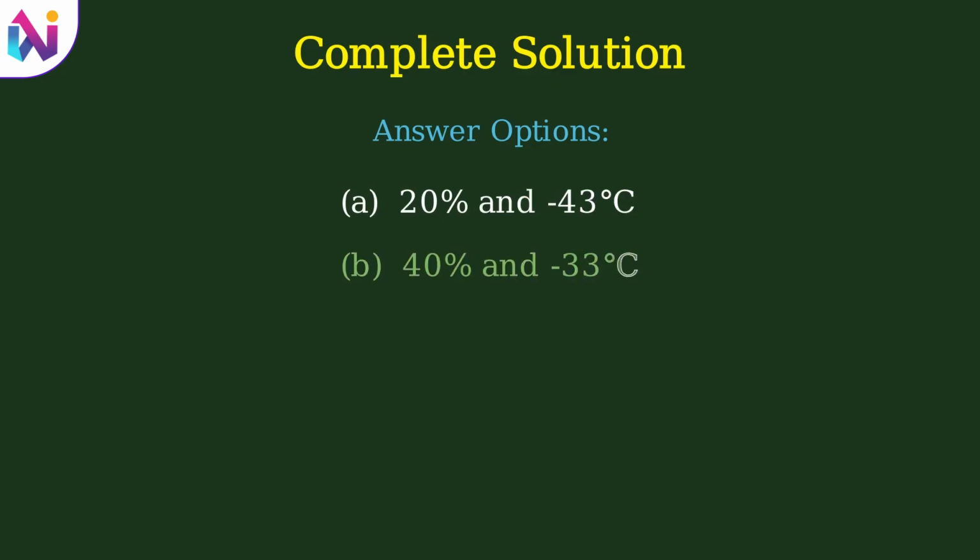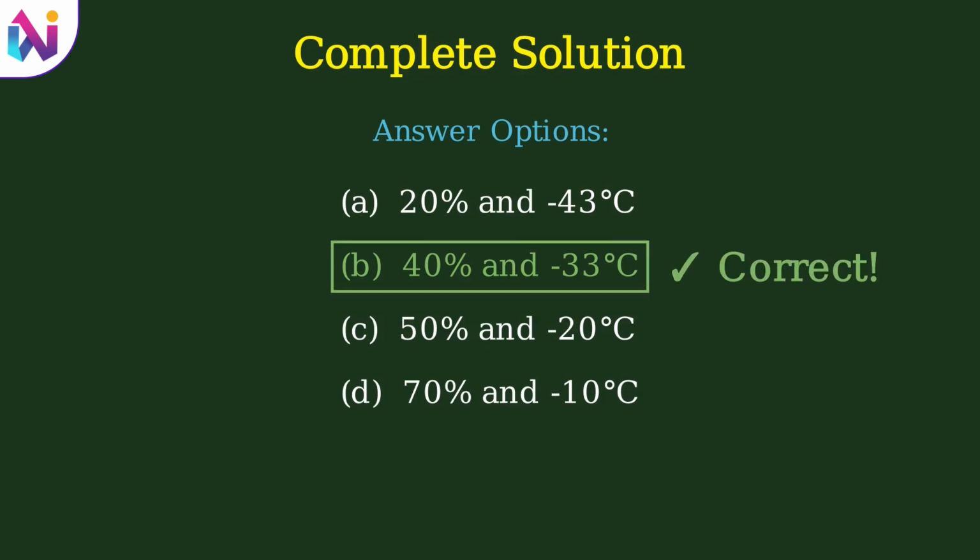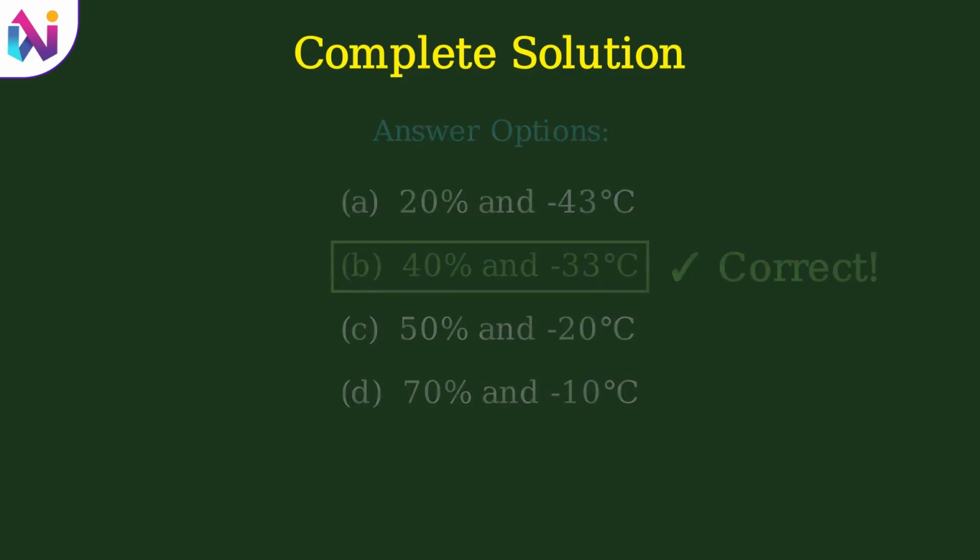Let's summarize our complete solution. Looking at the answer choices, we found efficiency equals 40% and temperature of sink equals minus 33 degrees Celsius. The correct answer is option B, 40% efficiency and minus 33 degrees Celsius.